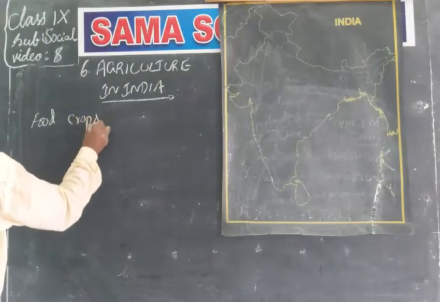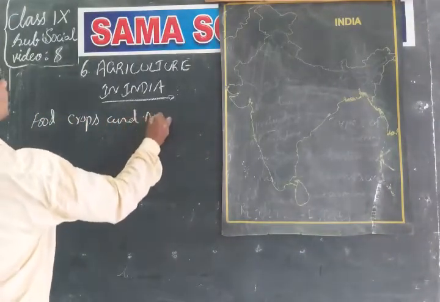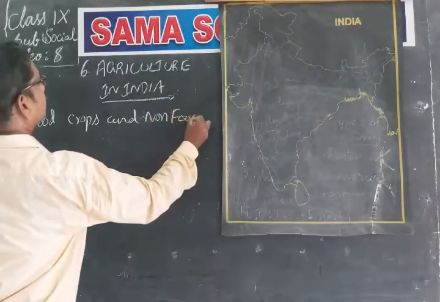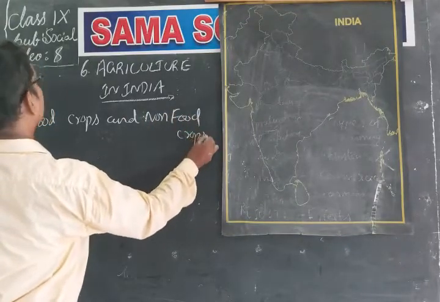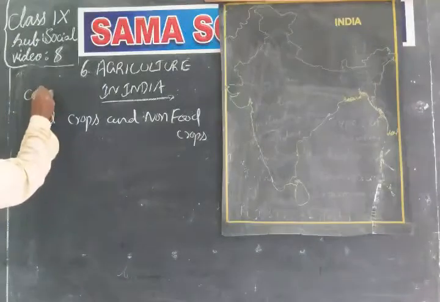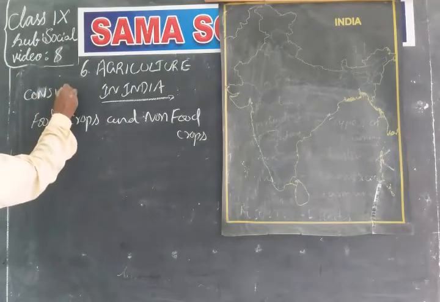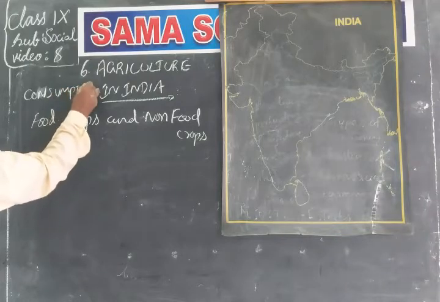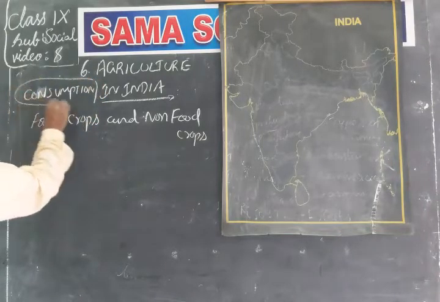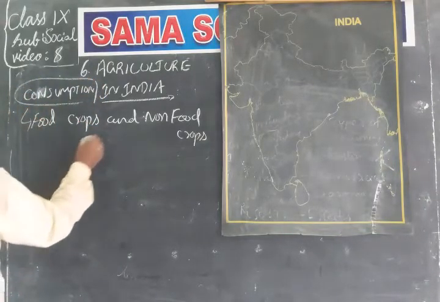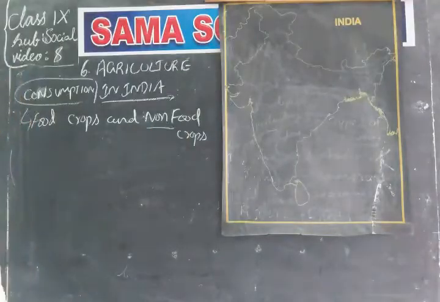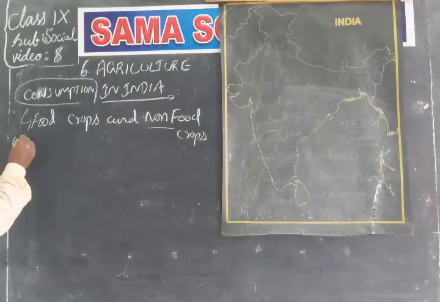Food crops and non-food crops. So this is the category classification based on consumption. The crops are divided into food crops and non-food crops. So what do you mean by food crops? What are the food crops?